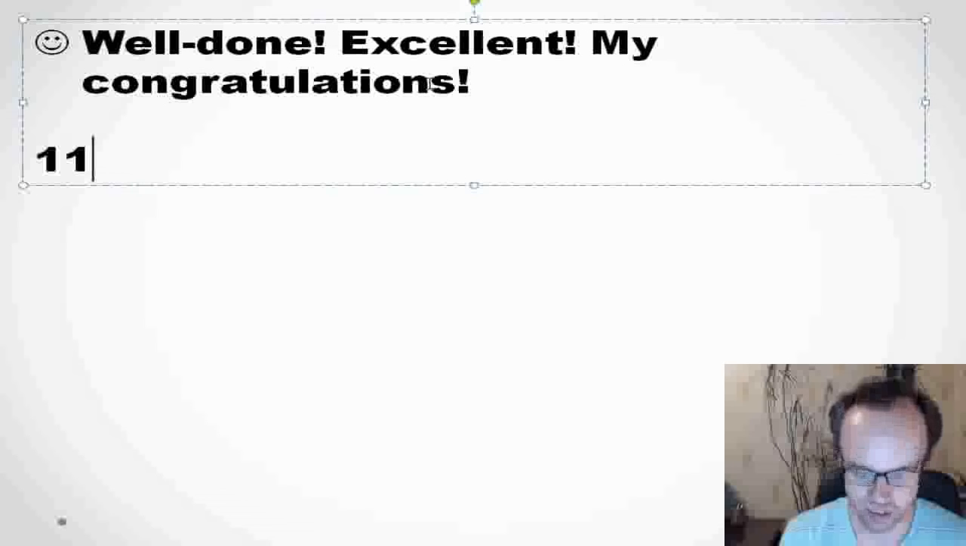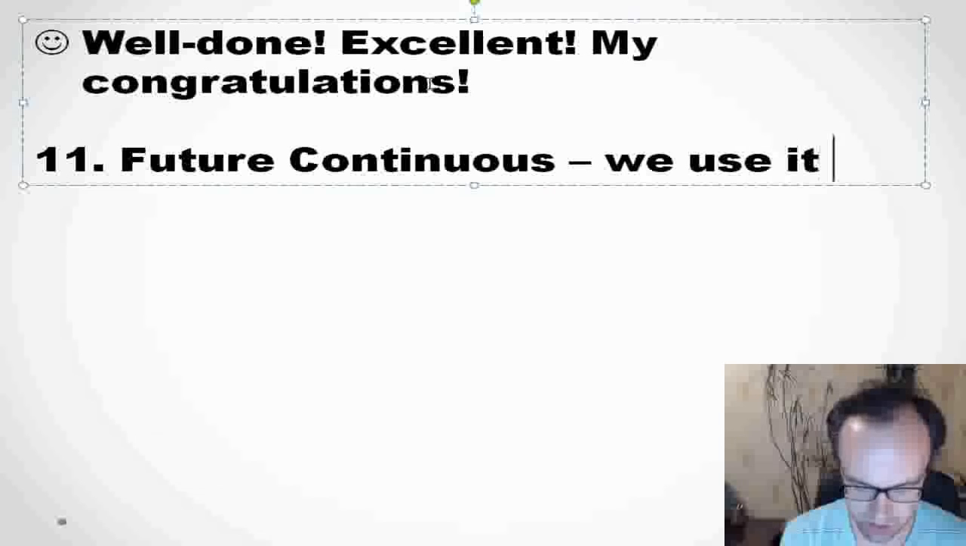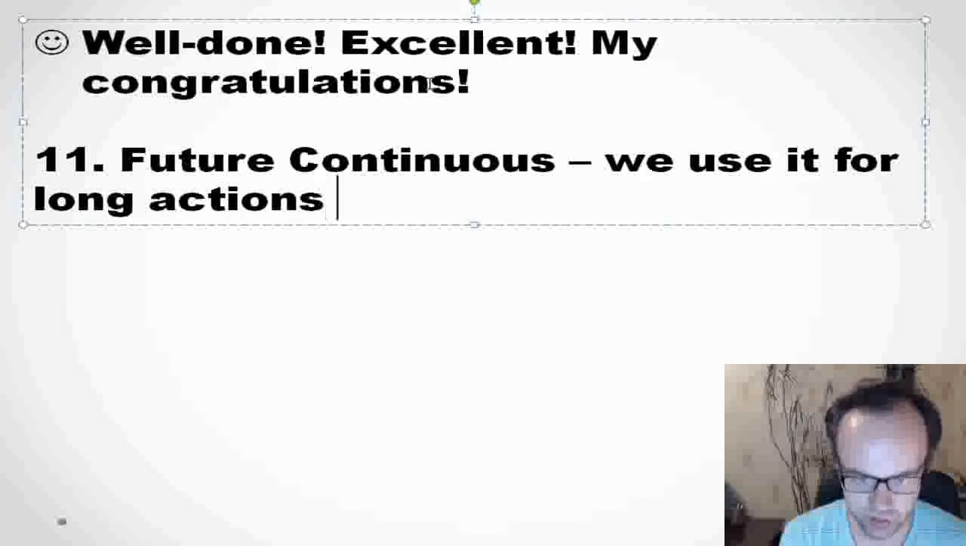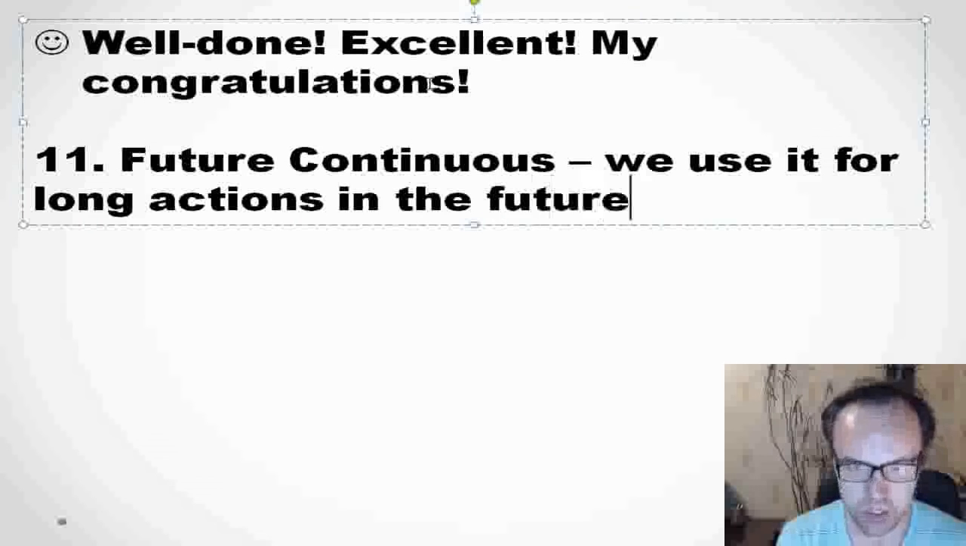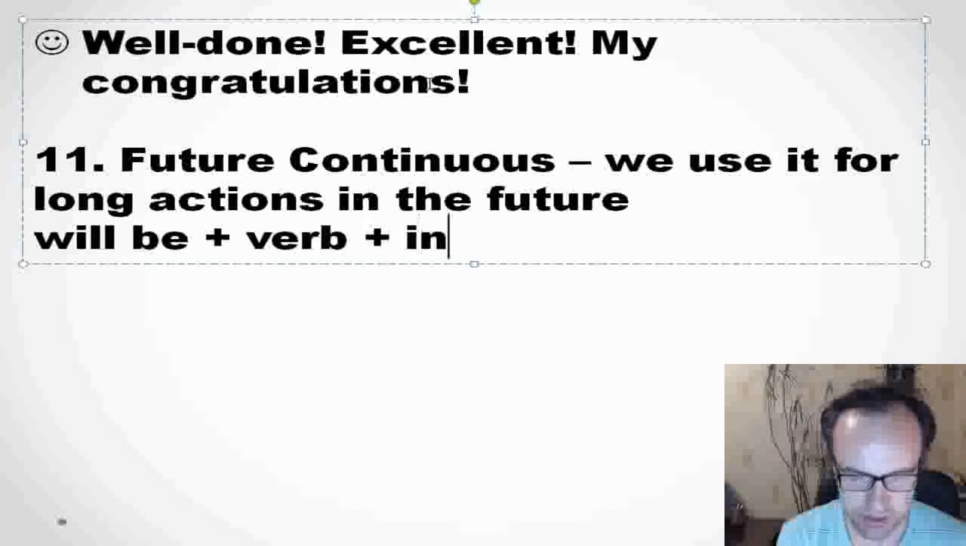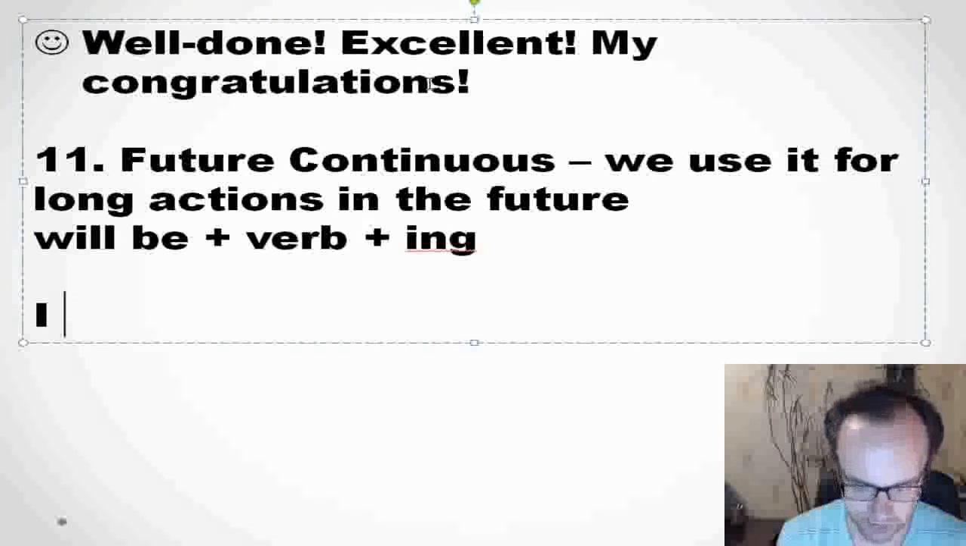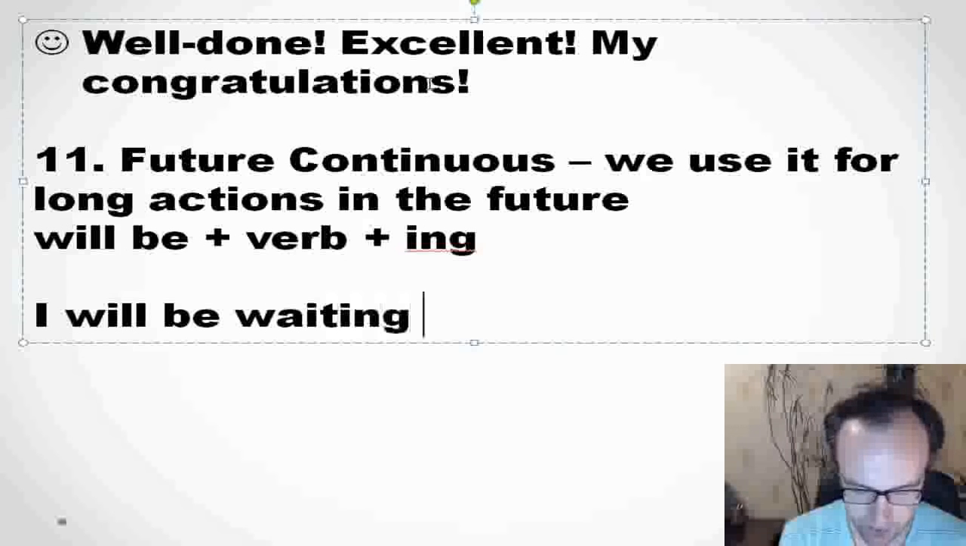Okay, 11. Number 11 is future continuous. We use it for long actions in the future. How do we form it? Will be plus verb plus ing. So we always say will be plus verb plus ing. For example, I will be waiting for you.